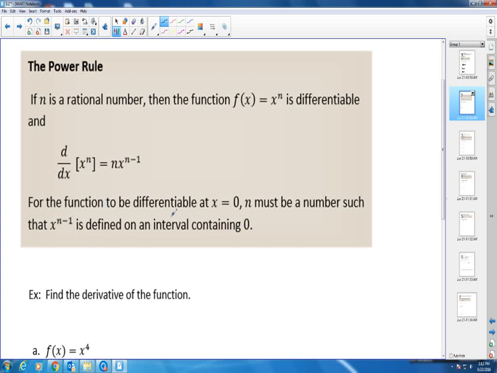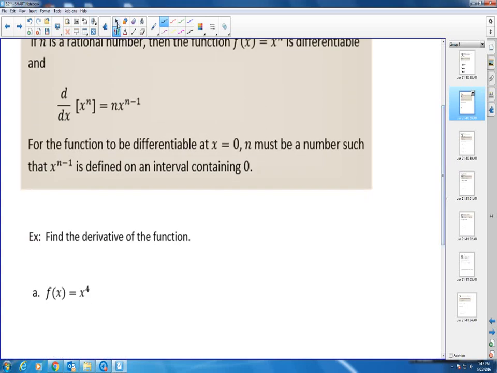For the function to be differentiable at x equal to 0, n must be a number such that x to the n minus 1 is defined on the interval containing 0. That's assuming my x is actually equal to 0. So that is the derivative of an exponent, or the power rule.